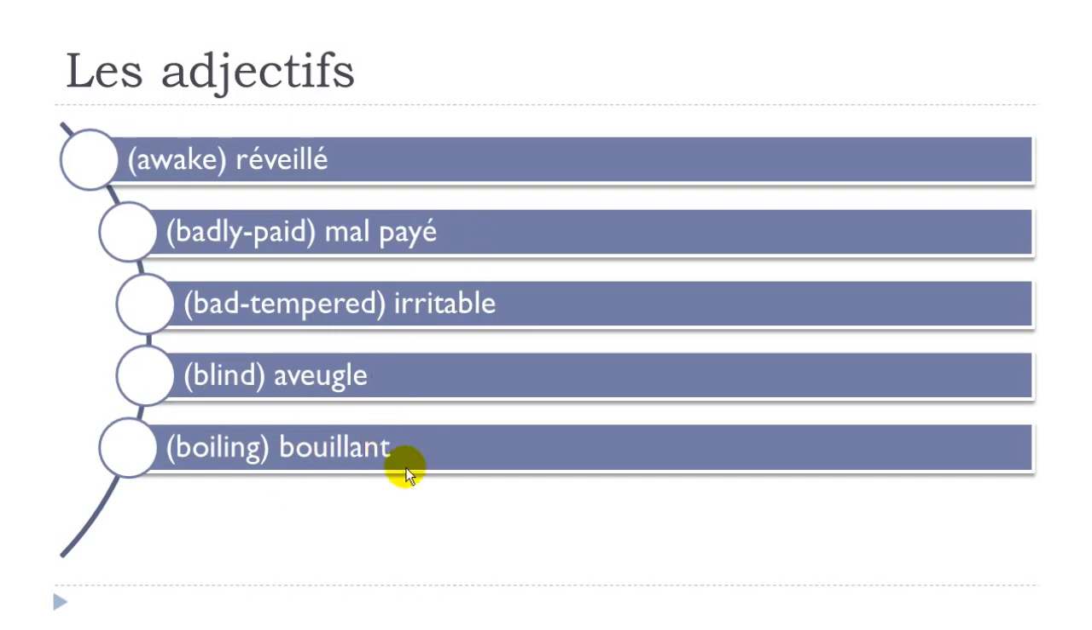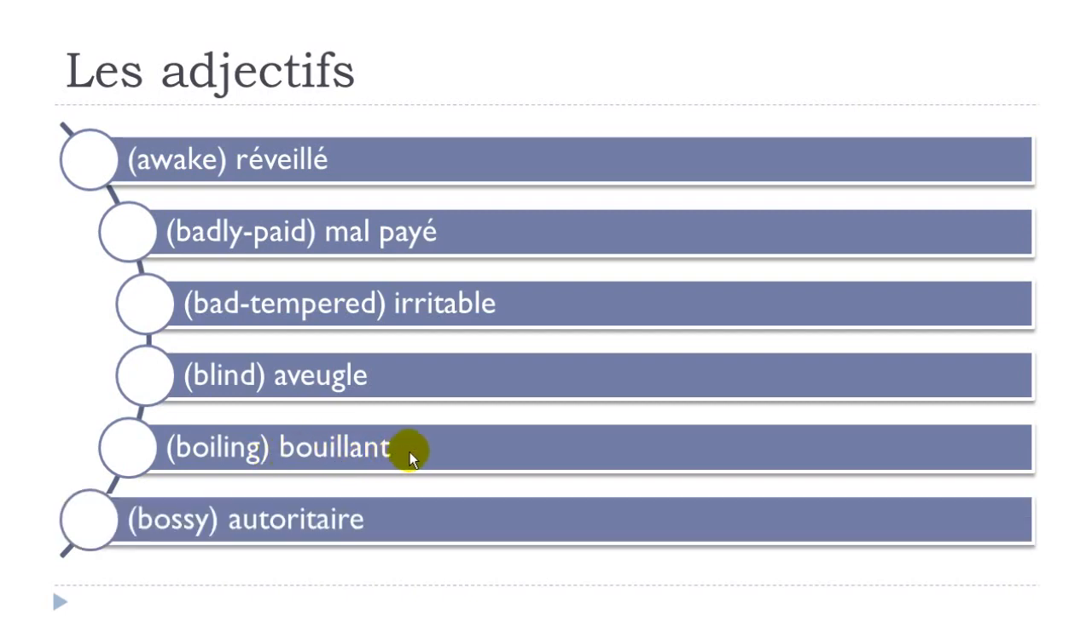Bouillant. Final T not pronounced. A and N together. Remember nasal en. Okay. And then here you get bou. Alright. And after that you get this yan. Okay. Bouillant. Bouillant. Autoritaire. So final e not here. Autoritaire. Autoritaire.